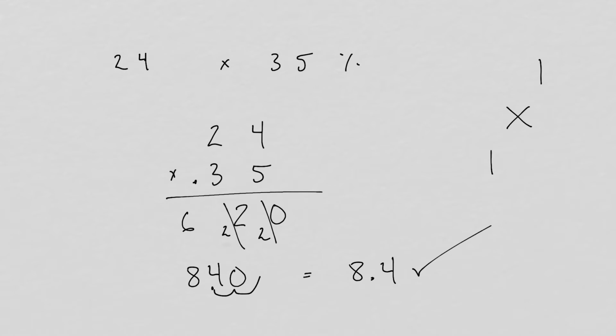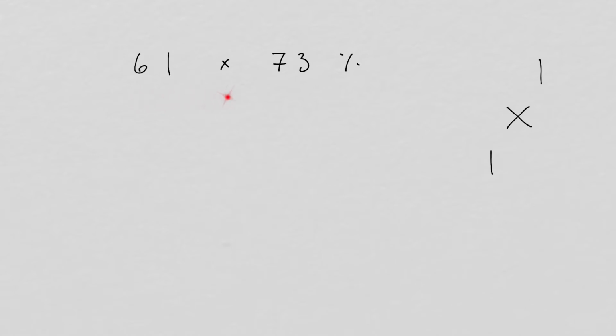Okay, let's try another example problem. Here we have 61 times 73%. First, we line this up for our vertically and crosswise. Remember that when we're multiplying by a percentage, that means we're multiplying by a decimal. We're going to ignore the decimal for now and bring it back in later, so I'm going to erase that. Just remember that we're multiplying by a decimal.